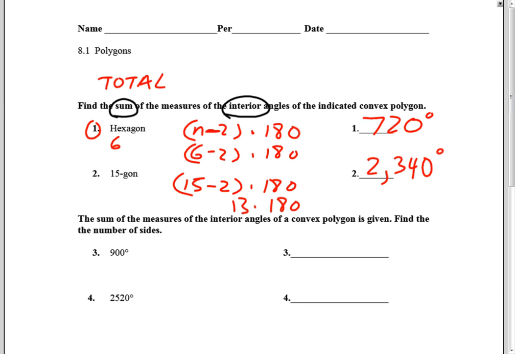Even though you're dealing with formulas and words, have a picture in your mind. If I'm looking at a hexagon, I've got something like this. 1, 2, 3, 4, 5, 6. I'm just adding up all the different angles inside the figure, and that's going to always total 720 if it's a hexagon.